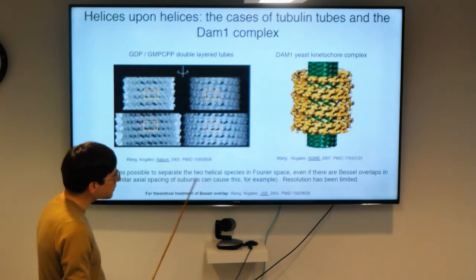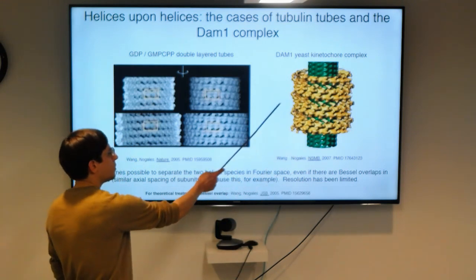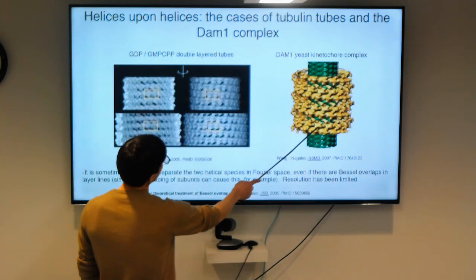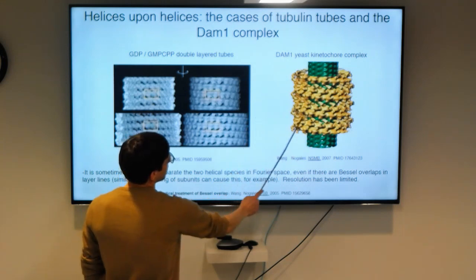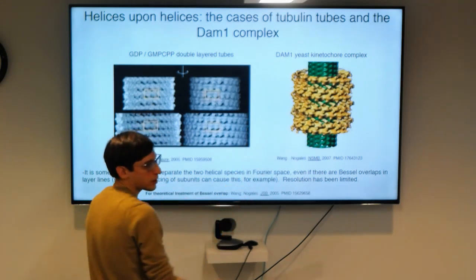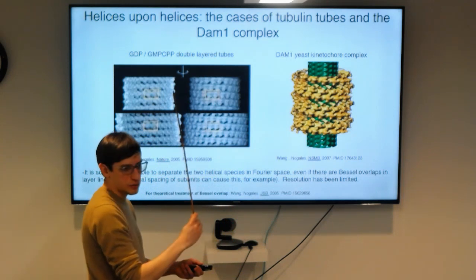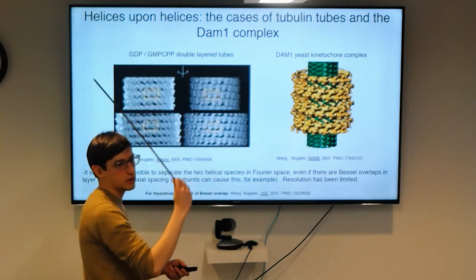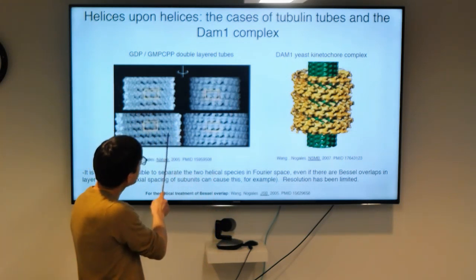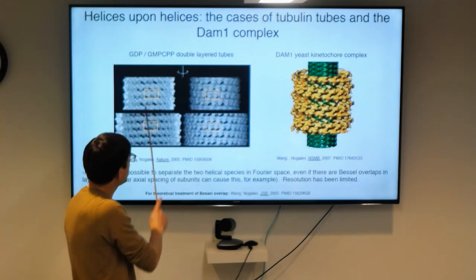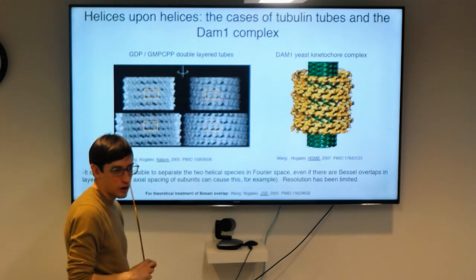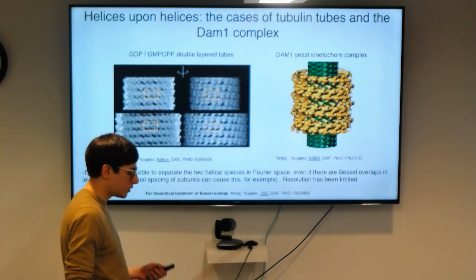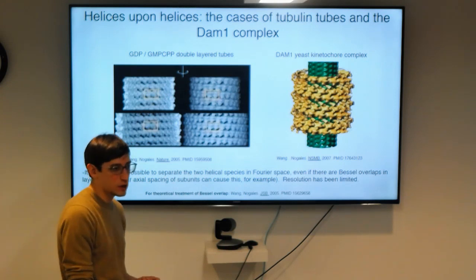It is not super hard if the helical parameters of your two helices are very different. You can see here, this is a kinetochore complex from yeast that can be induced to form nice big spirals around the microtubule, but it doesn't match the microtubule symmetry at all. So you can imagine how you would separate those in Fourier space, because your layer lines will have different spacings. In the case where you have two tubes of tubulin wrapped around each other with very similar spacing, that causes a lot of problems. But it is theoretically possible, using an iterative procedure, to separate those two if you have an initial guess.